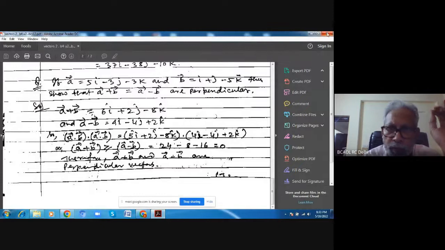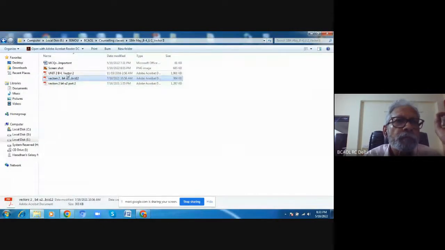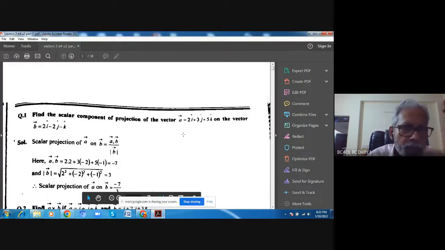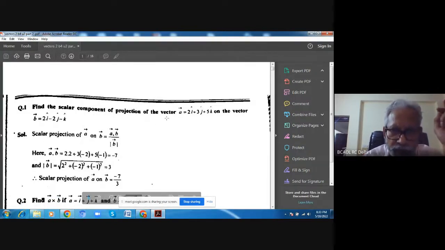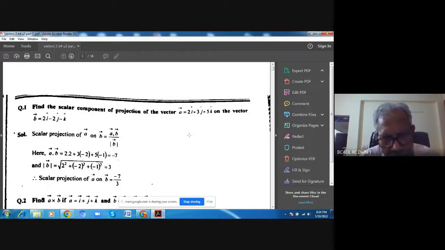Okay, then see another type. Now coming to projection of vectors. This is another situation. Find the scalar component of projection of the A vector on the B vector. Means, I think those who are in the science background, in projectile or in mechanics, those who already know something. So utilization of vectors is very much in projectiles.